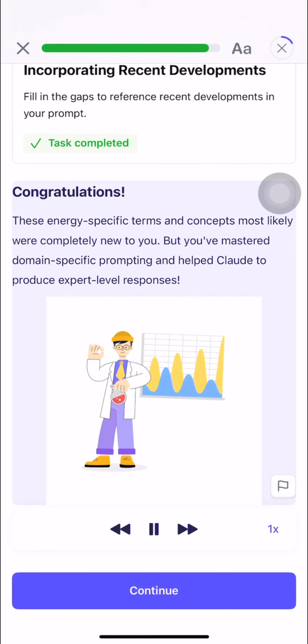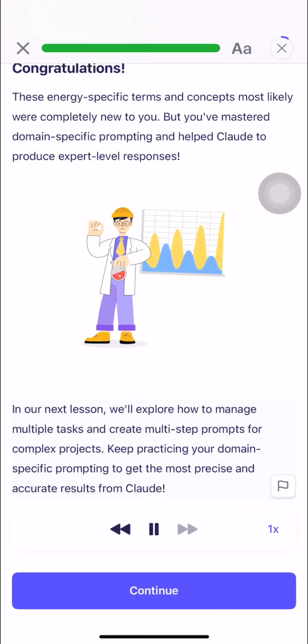Congratulations! These energy-specific terms and concepts most likely were completely new to you, but you've mastered domain-specific prompting and helped Claude to produce expert-level responses. In our next lesson, we'll explore how to manage multiple tasks and create multi-step prompts for complex projects. Keep practicing your domain-specific prompting to get the most precise and accurate results from Claude.